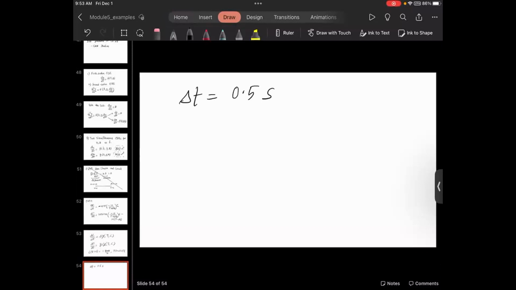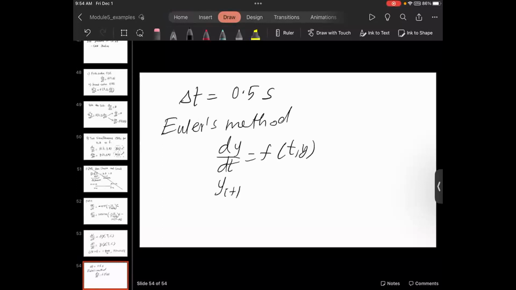So you need to pick a method. If nothing is told to you, you can pick any method that you want. Usually I'll tell what method to use. Say the simplest method is Euler's method, which is dy/dt equals f of t, y. So y at the next time step is y at the current time step plus the function at the current time multiplied by dt. This is Euler's method, the simplest method there is.